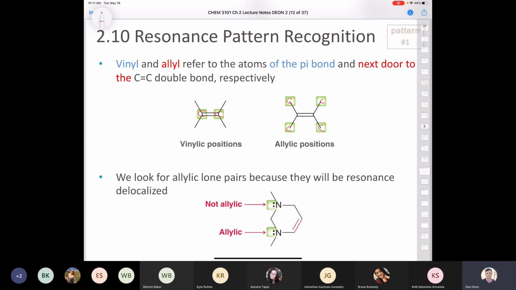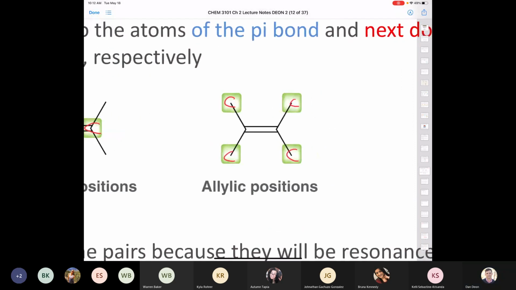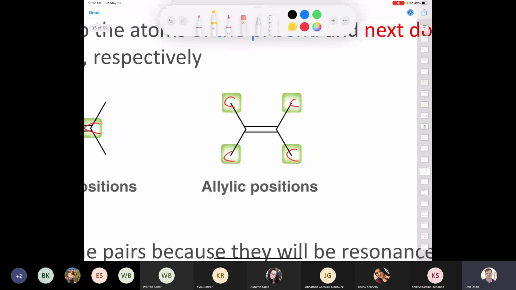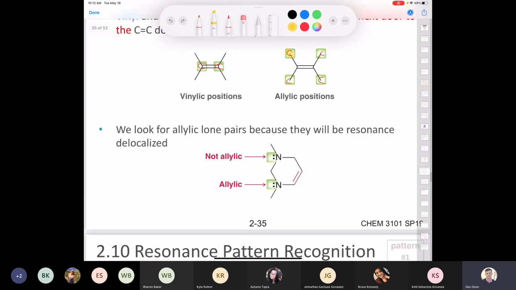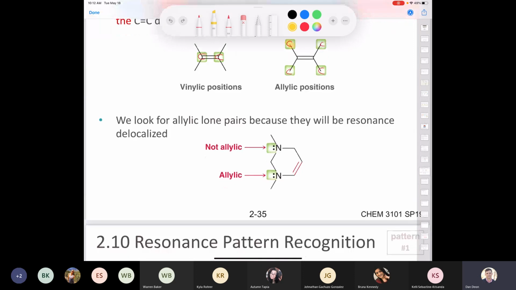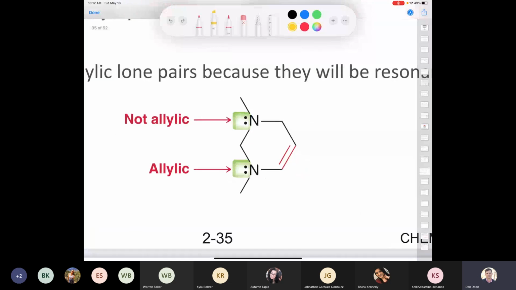So you have to understand what allylic means, right? When you have an allylic position, this is what you look for. You look for the position here, then you have a single bond, then a double bond. That means that carbon is allylic. Single bond, double bond, it's allylic. If we look at this example down here, it says we look for allylic lone pairs because they're resonance delocalized. The reason this lone pair is not allylic is because it's not allylic to a pi bond. If we look at this lone pair, it is allylic to a pi bond. Why? Because it goes lone pair, single bond, pi bond, right? So they're allylic to the lone pair.